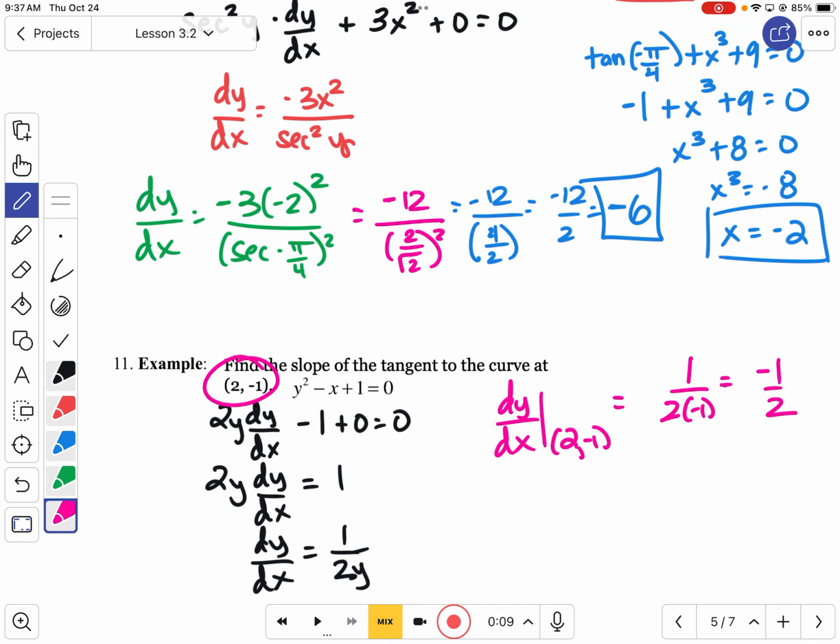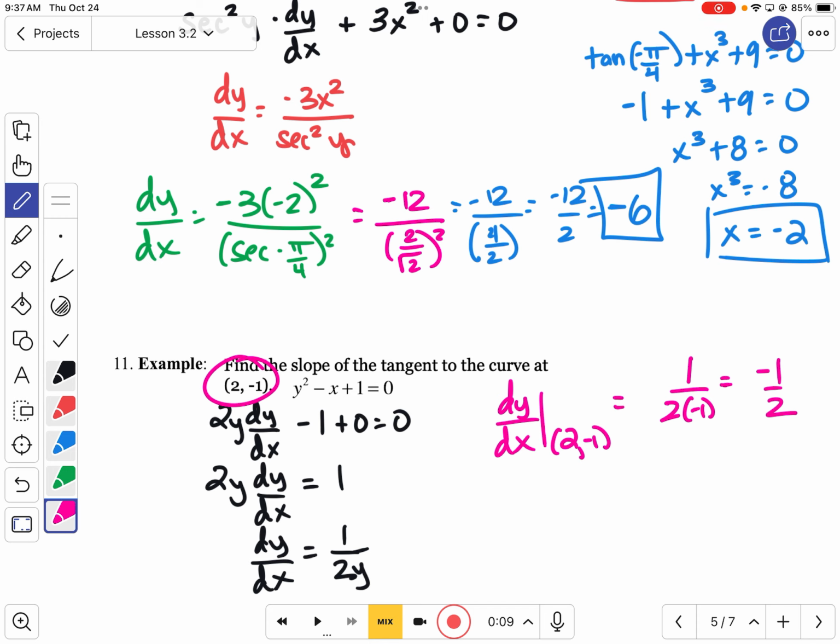Okay. What questions do you have? I don't understand what the question was asking. Oh, so if it asks for the slope of the tangent, it's always the derivative. Well, yeah, that part, but... Okay. Why'd you keep going after that?